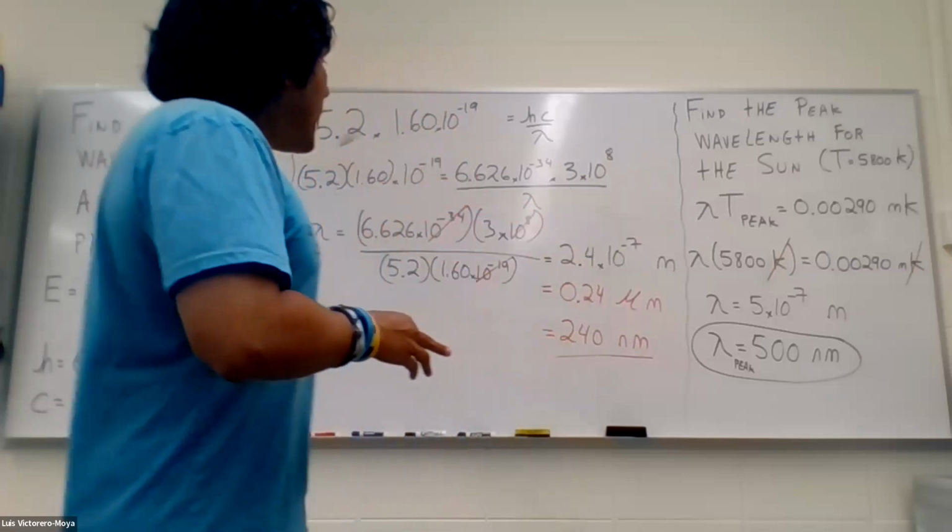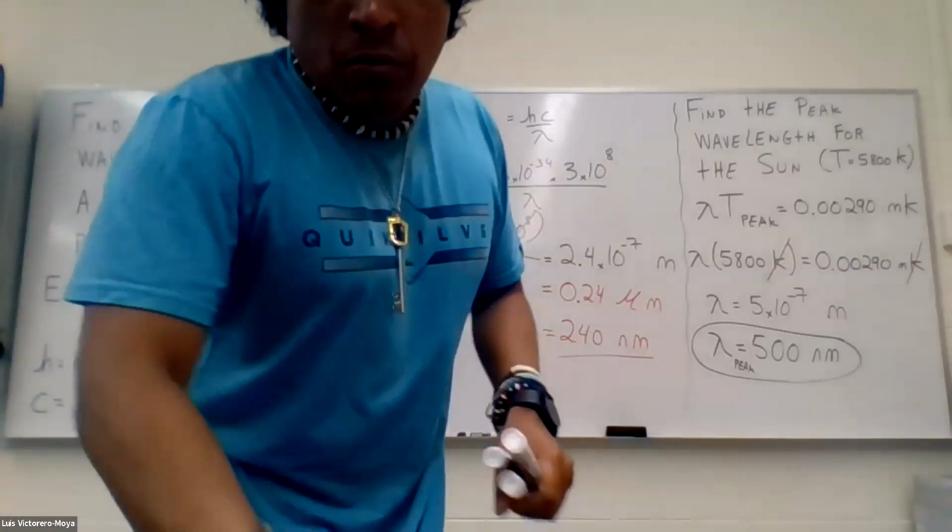That's Wien's law, and the Planck constant. Let's see what else we have here.